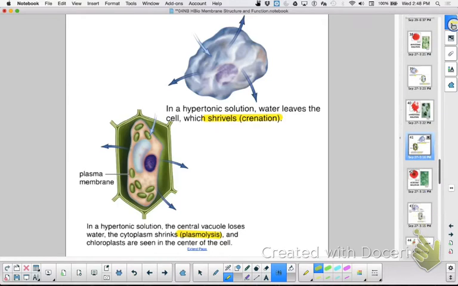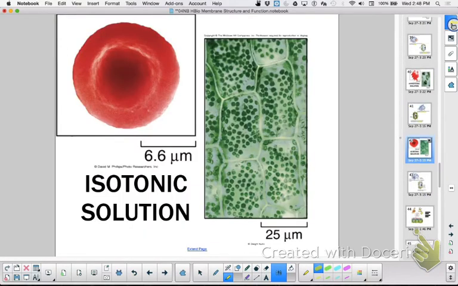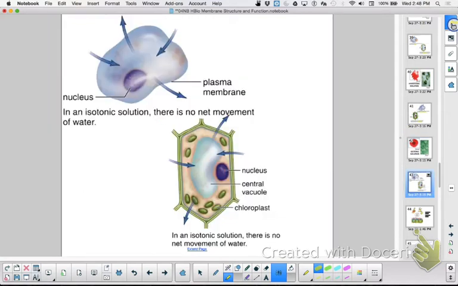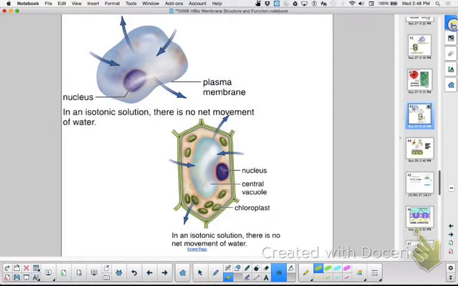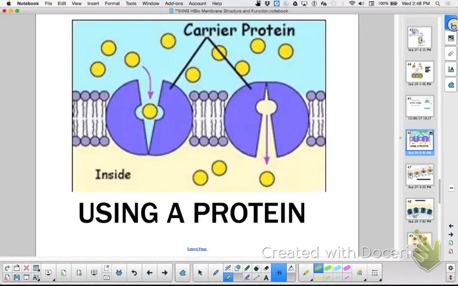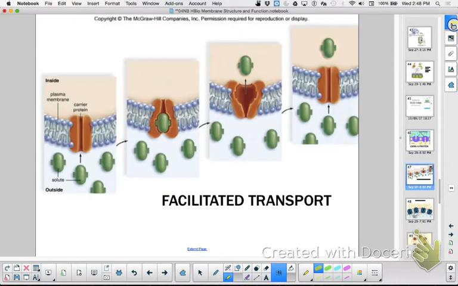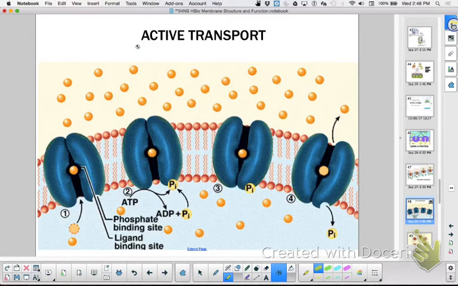And then here we have it in an isotonic solution. So the same amount of water going in is going out. No net change. Right? We talked about using a protein. Every time you use a protein, it could be a channel or a carrier. If it's passively using it with the concentration gradient, what do we call that? Starts with an F. Facilitated diffusion. Good. If we have to use energy, it is active transport.